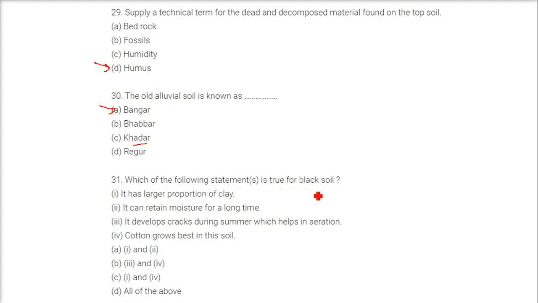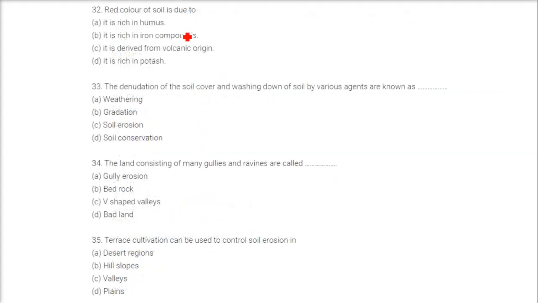Which of the following statements is true for black soil? The answer is all of the above. It has larger portion of clay. It can retain moisture for a long time. It develops cracks during summer, which helps in aeration. And then cotton grows best in this soil. Red color of soil is due to the answer, it is rich in iron compounds.